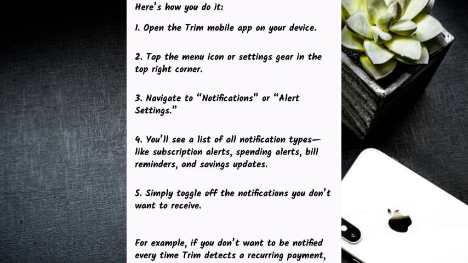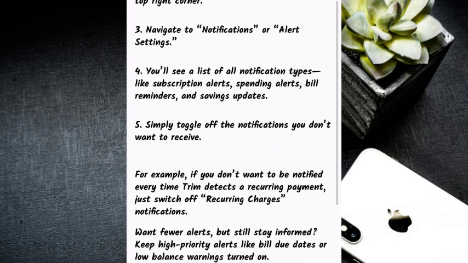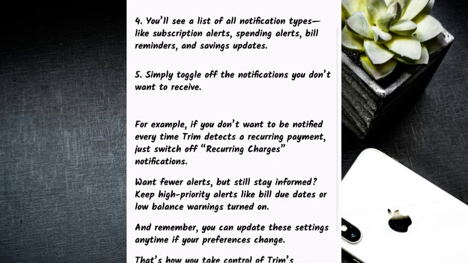For example, if you don't want to be notified every time Trim detects a recurring payment, you can just switch off recurring charges notifications. You want fewer alerts but still stay informed, keeping high priority alerts like bill due dates or low balance warnings turned on. And remember, you can update these settings anytime if your preferences change.